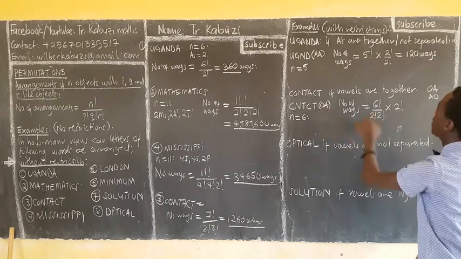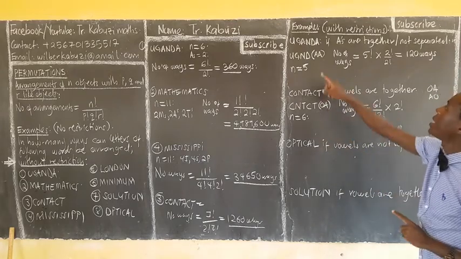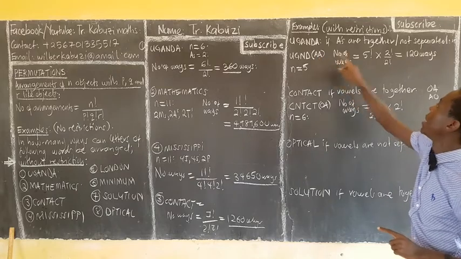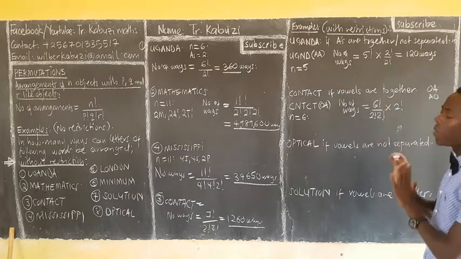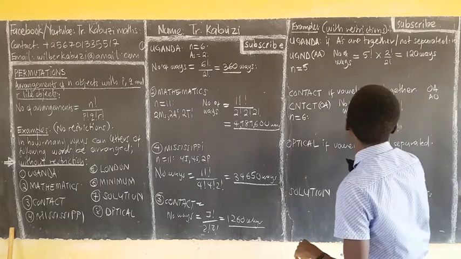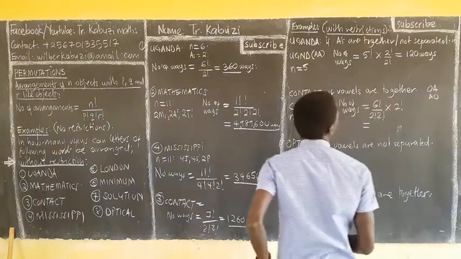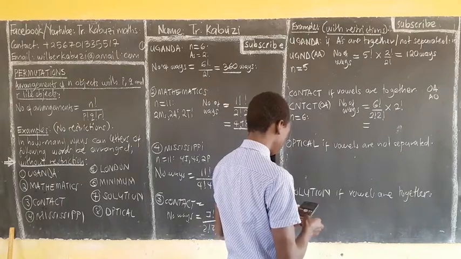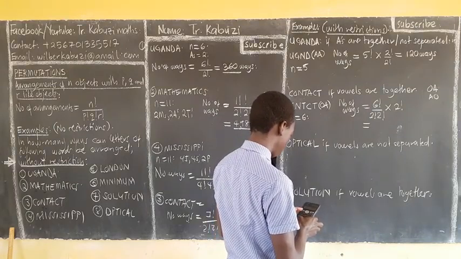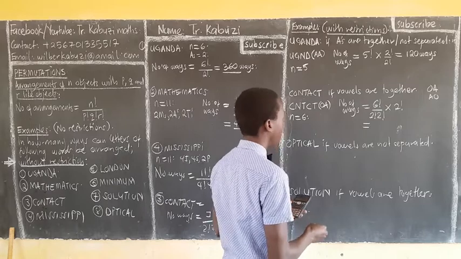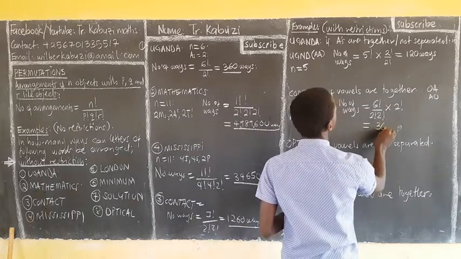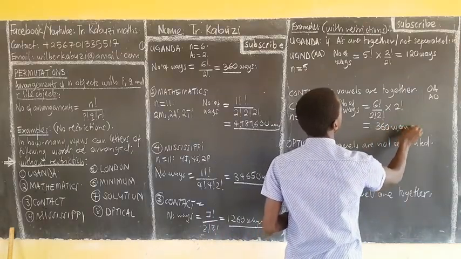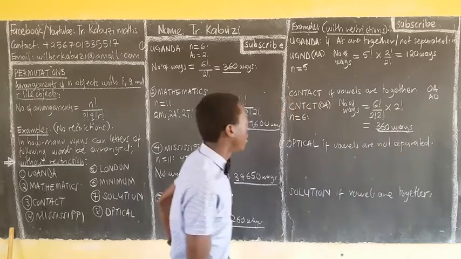Now, because they are different, I'm not going to divide. Here I divided because we were repeating themselves, but here they are different, so I'm not dividing. So from there, you just press your calculator and the answer here I'm having is 360 ways.